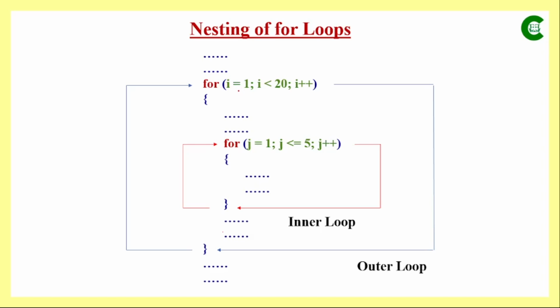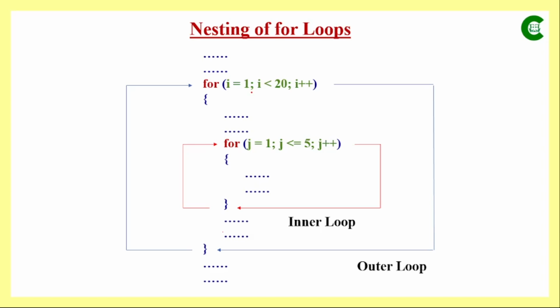So this time i will become 3, and 3 is less than 20, so again the body of this outer for loop will be executed, and since the inner for loop is part of that body, the inner for loop will be repeated again. This way the outer for loop will execute till which value? Till i is equal to 19.